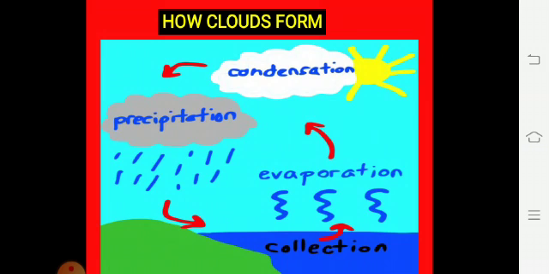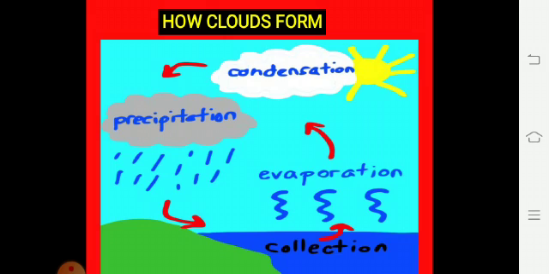Now that vapor will go into the atmosphere, and in the atmosphere there is cool air. So that vapor will interact with the cool air or cool temperature. They will condense together, and so they will form a cloud.